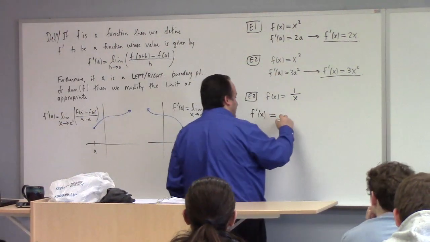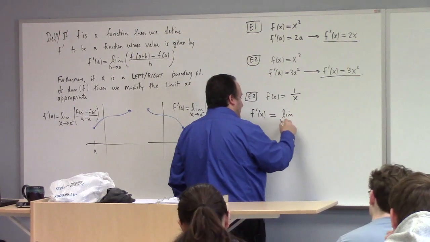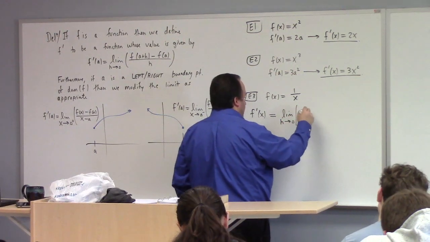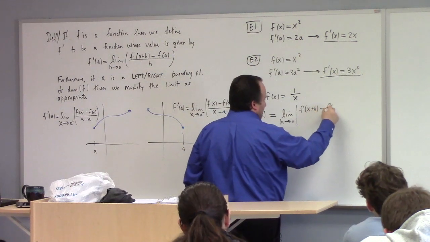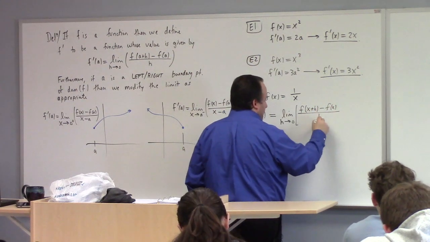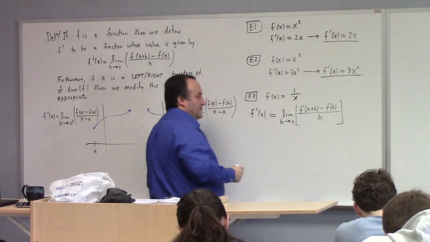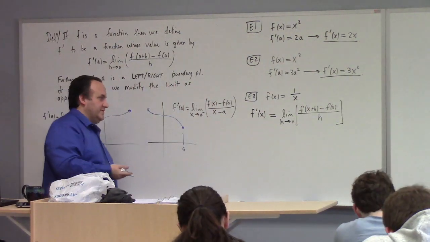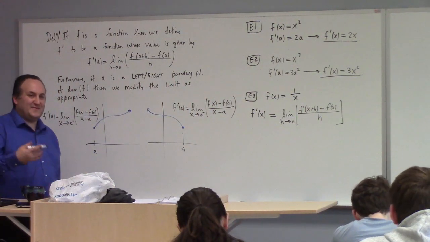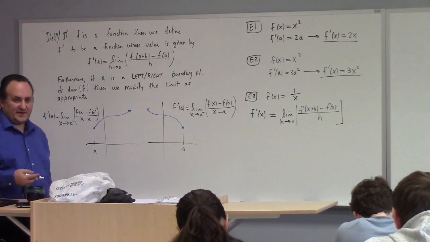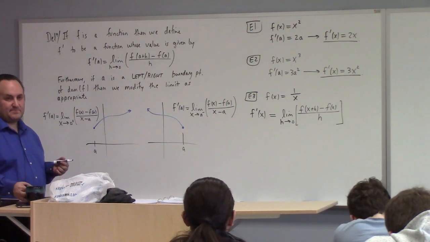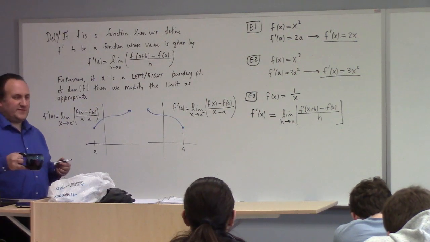So this is the limit as h goes to 0 of f of x plus h minus f of x, divided by h. If you just want a one-stop shop definition of the derivative, there it is. There's the x already in there. You don't even have to change from a to x. It's kind of a silly thing.